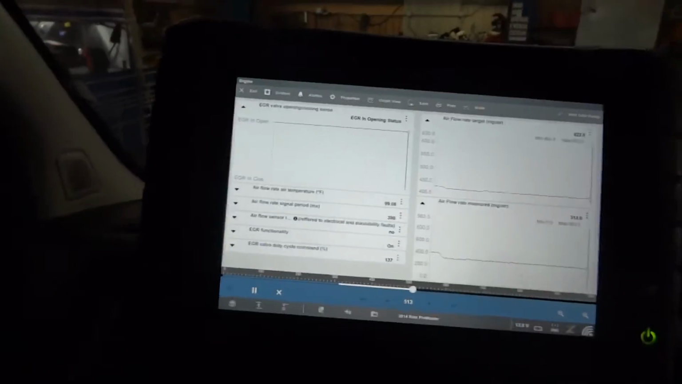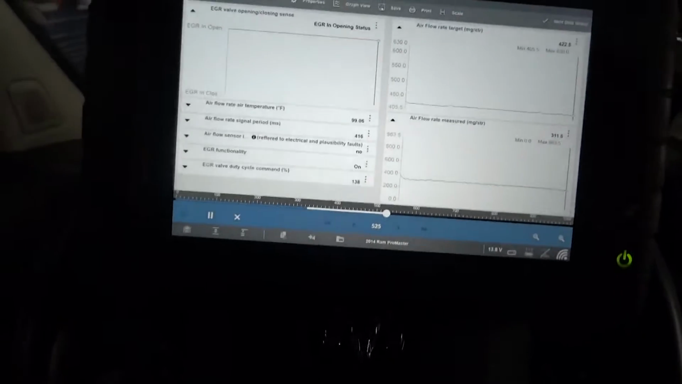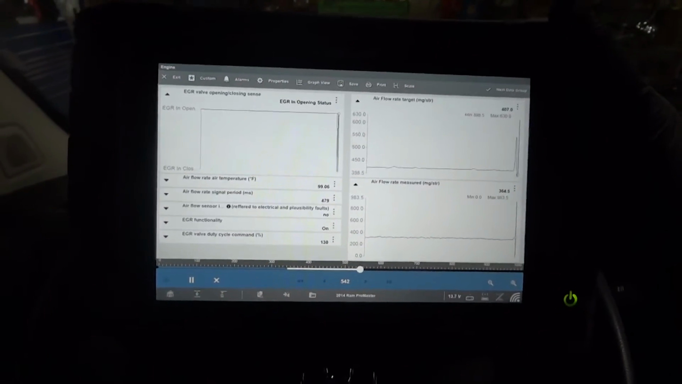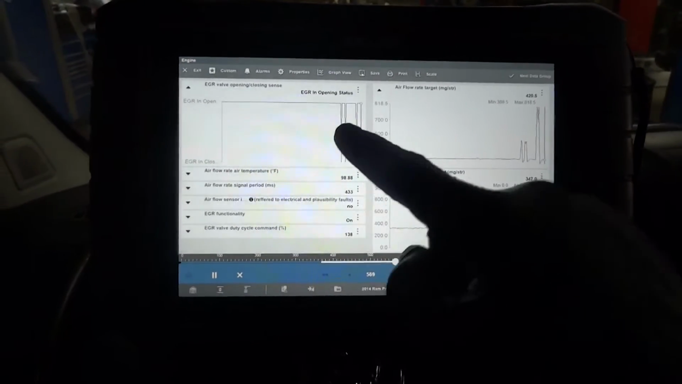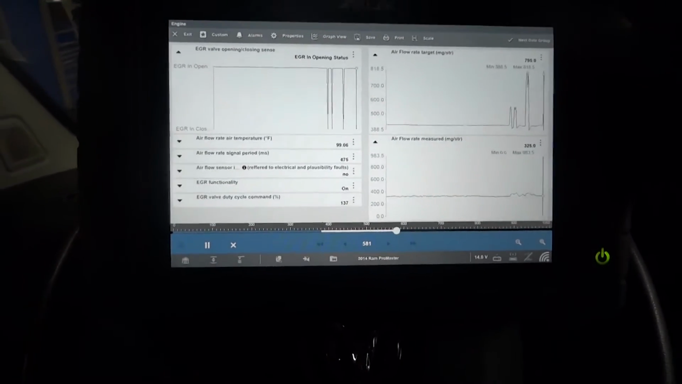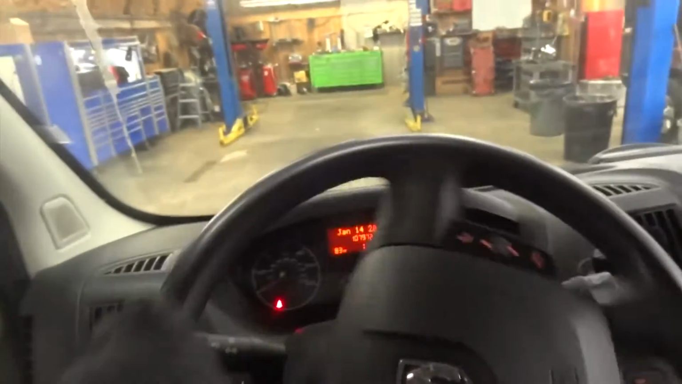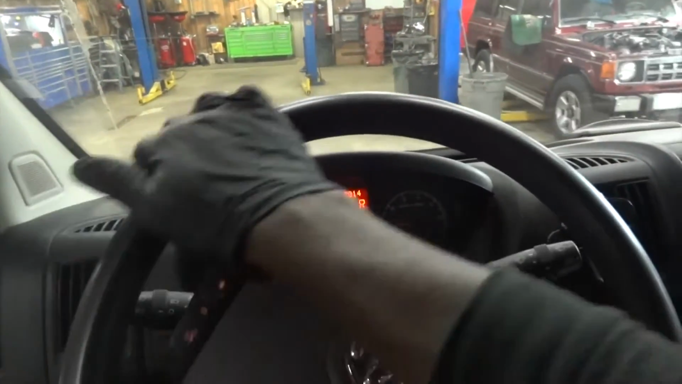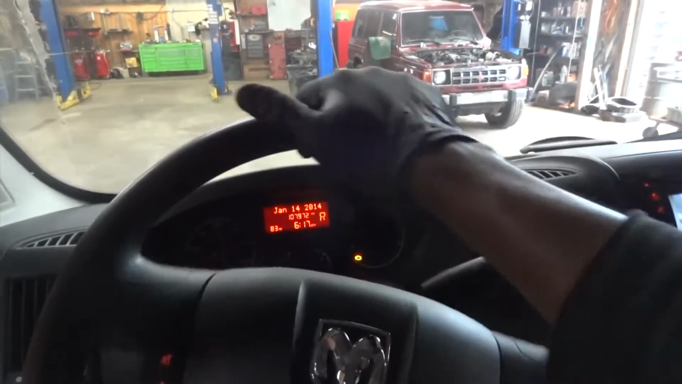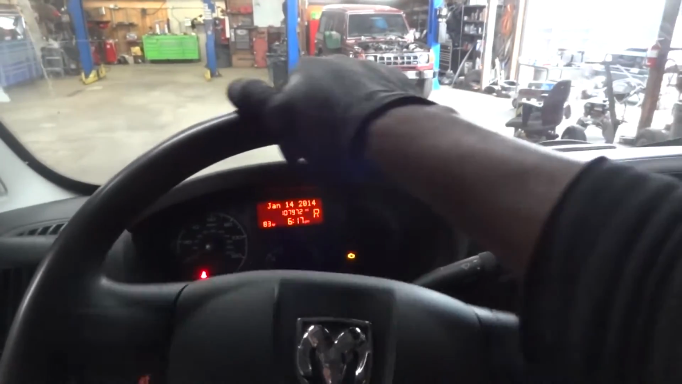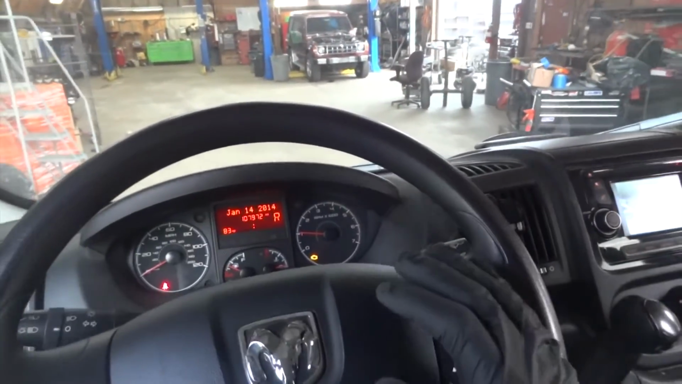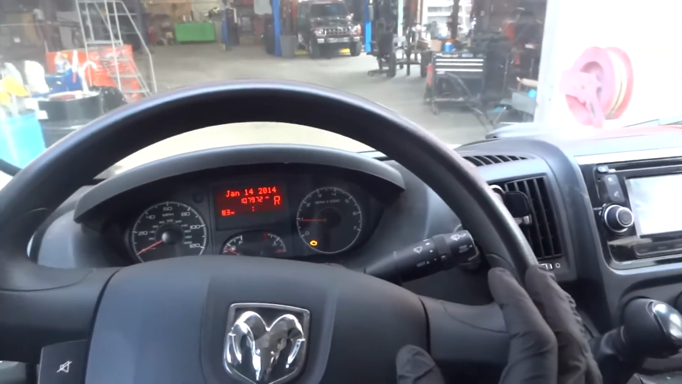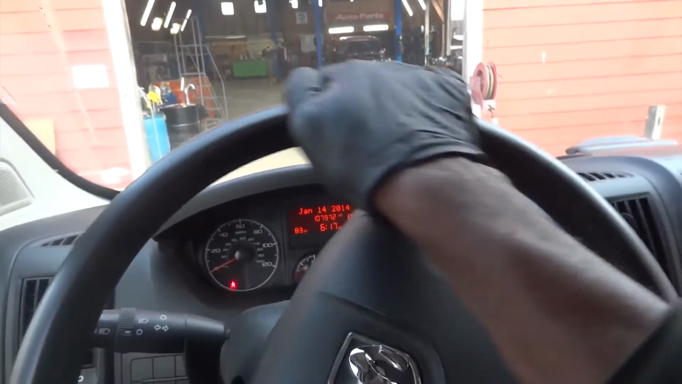Let's drive with our code in the engine computer first, and then if we don't see any changes, I can go ahead and erase the trouble code and see what happens. So our EGR, I see some movement over here. I'm going to put the scan tool down here. Let's go for a test drive and see how this thing drives. I'm watching the scan tool also as I drive, and I'll tell you what I see on the scan tool.